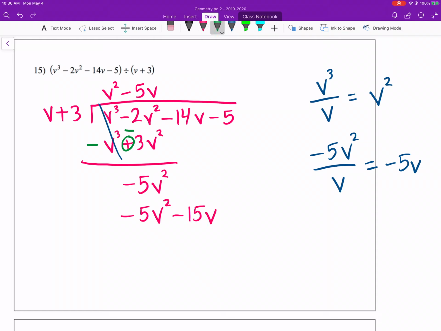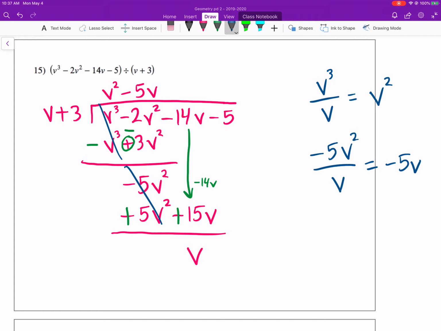Now the next step is subtraction. Change your signs. That's positive, and notice how that makes the first terms cancel out, which we need. So now we're left with 15v over here. Remember, we have to bring down something for that 15v, which is negative 14v. So what's negative 14v plus 15v? That's just 1v. You can write 1 in front, but you don't have to. It ends up being v.